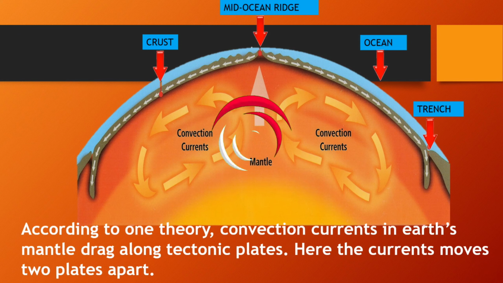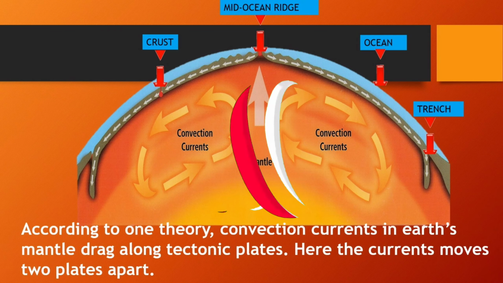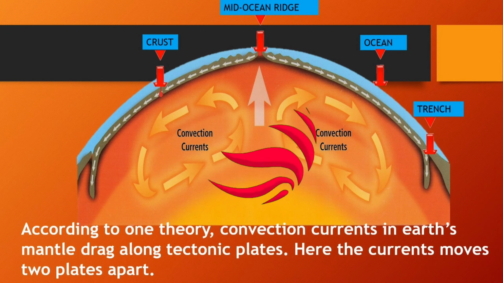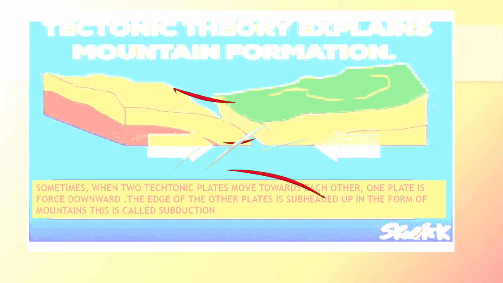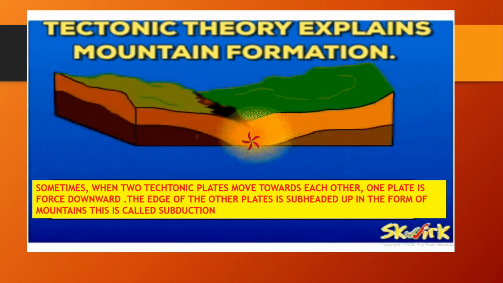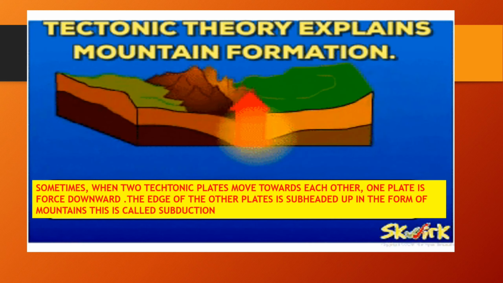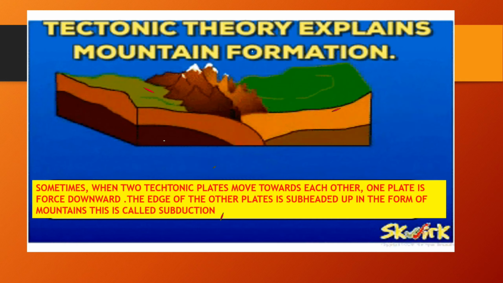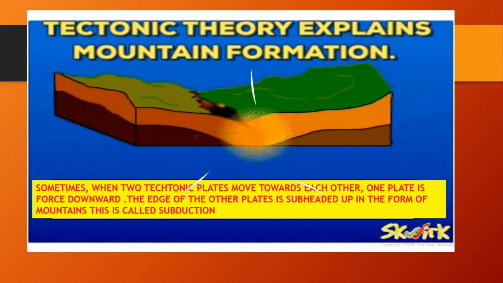According to one theory, convection currents in Earth's mantle drag along the tectonic plates. Here, the current moves two plates apart, as seen in the figure. Sometimes, when two tectonic plates move towards each other, one plate is forced downward. The edge of the other plate is pushed up in the form of mountains, and that is called subduction.